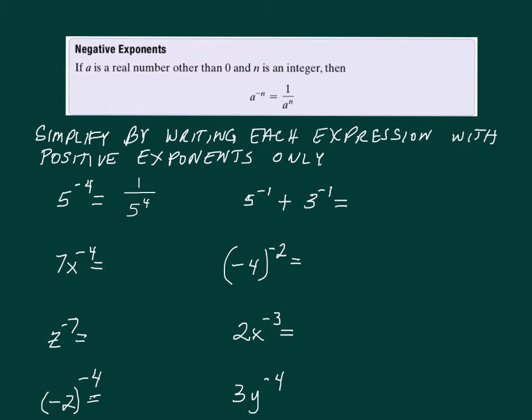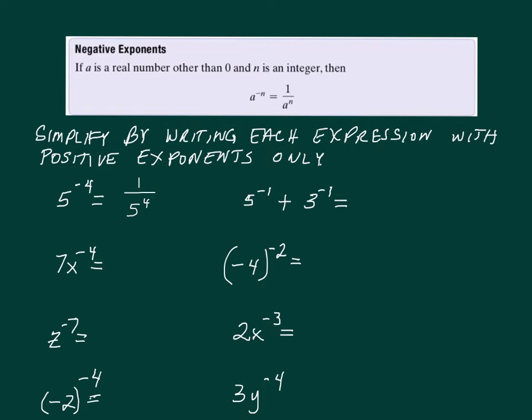Okay? We don't want to leave any negative exponents anywhere in the expression. So let's simplify, going down, 7x to the negative 4. Now first you have to understand that only the x is to the negative 4th power. That negative 4th power has nothing to do with the 7. So the 7 doesn't have a negative exponent. The 7 has an exponent of 1 that's understood.